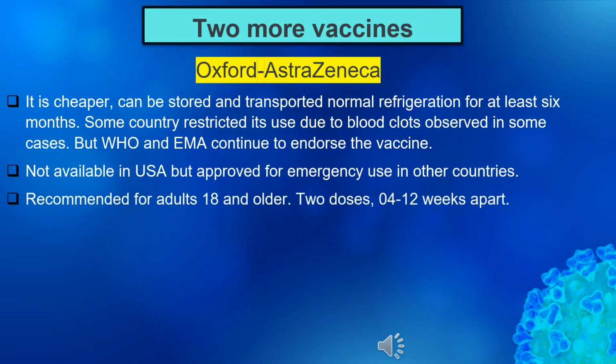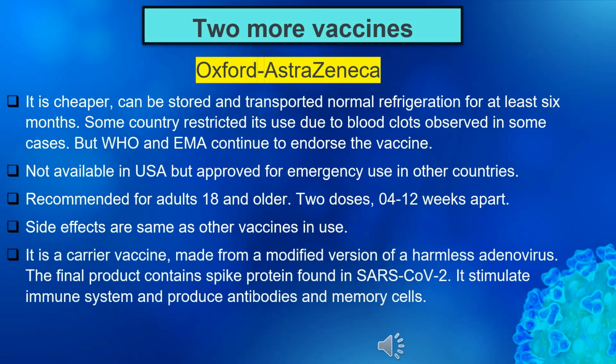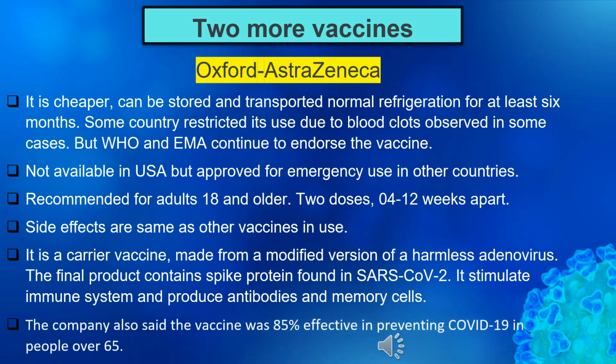Recommended for adults 18 and older. 2 doses, 4 to 12 weeks apart. Side effects are the same as other vaccines in use. It is a carrier vaccine made from a modified version of a harmless adenovirus. The final product contains spike protein found in SARS coronavirus 2. It stimulates the immune system and produces antibodies and memory cells. The company also said the vaccine was 85% effective in preventing COVID-19 in people over 65.